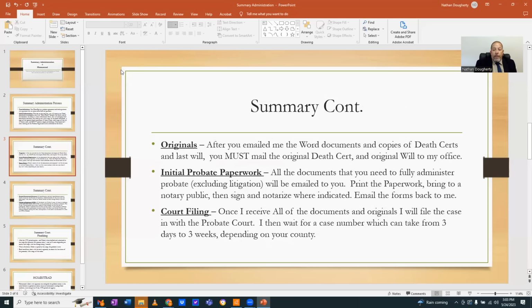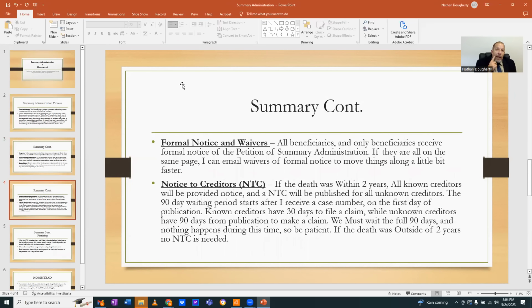Now, court filing. Once I receive all those documents and the originals, I file the case with the probate court. I then wait for a case number, and that could take anywhere from a day or 2 up to 3 weeks, and that depends on the county that we're probating in. Some are quicker, some are slower.